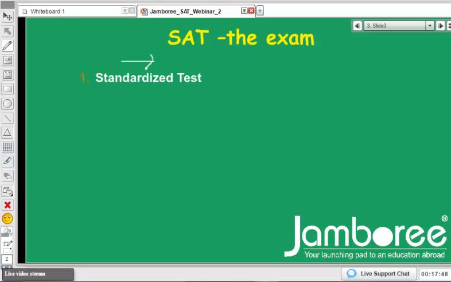Moreover, the structure is fixed. Unlike other Indian exams, the structure is fixed even down to the number of questions and number of minutes per section. So it is that structured. Because it is so structured, it's easier to prepare. It's always easy to prepare when you know what's in the syllabus, right?